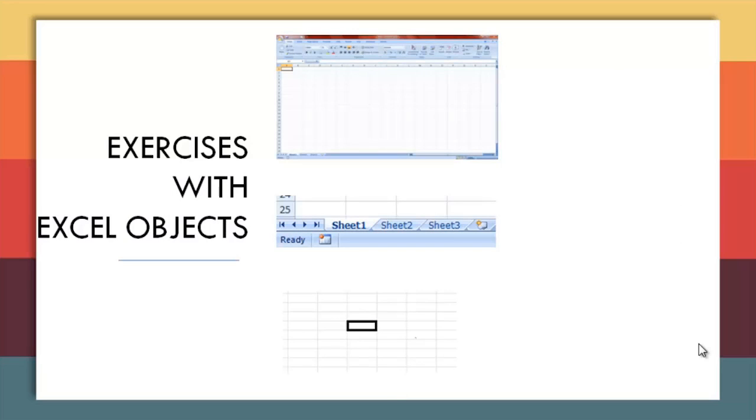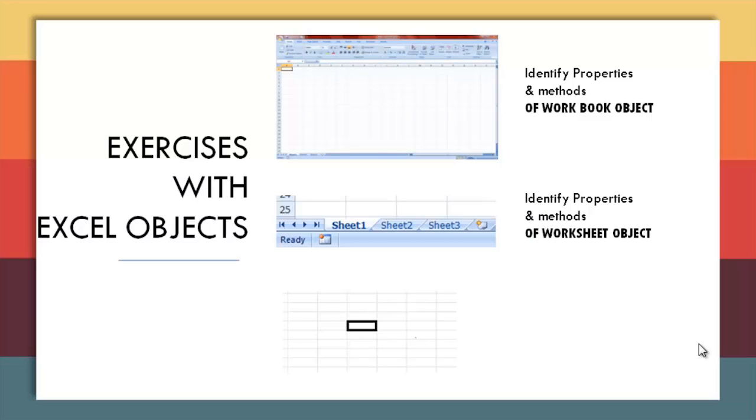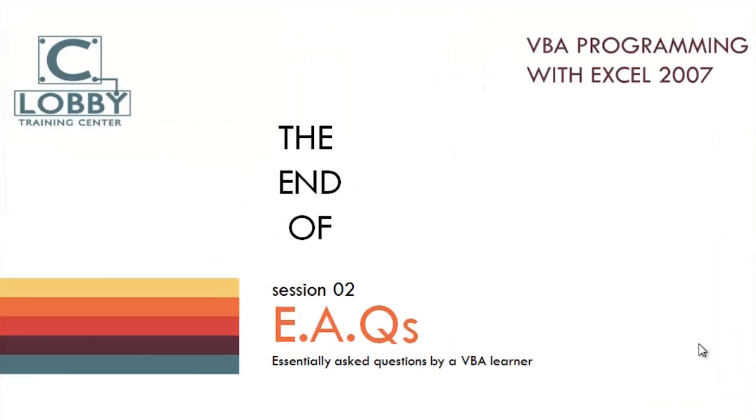Say, here comes an exercise. Consider workbook as an object. Workbook means when you open Excel, you get a workbook with a number of worksheets. Identify properties and methods of the worksheet object, then a cell object. With this understanding of VBA and Excel objects, we would end this session of essential questions asked by a learner. I hope you have cleared your gray areas about some of the basic terms used in VBA programming with Excel 2007.